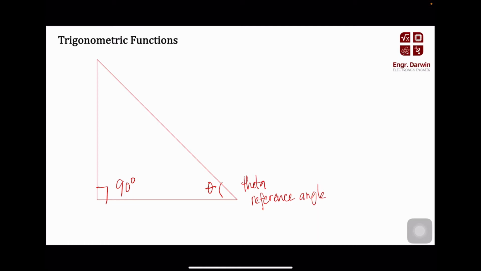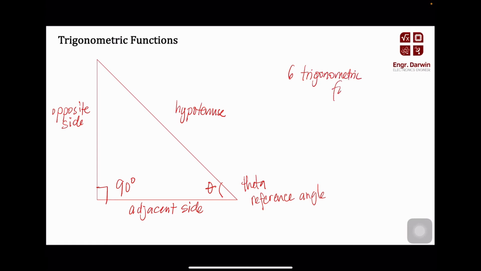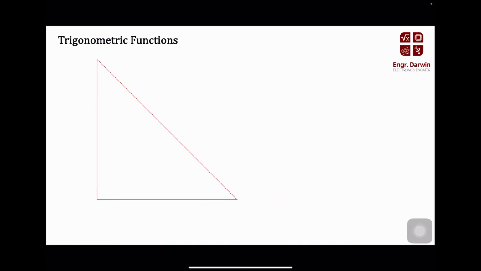Yung side na malapit sa reference angle natin, ito yung tinatawag na adjacent side. And then, yung nasa kabilang side naman, tinatawag nila itong opposite. Itong pinakamahabang side ng ating right triangle is hypotenuse. Meron tayong 6 na trigonometric functions based sa ratio ng tatlong sides na to. So, i-define natin sila lahat.